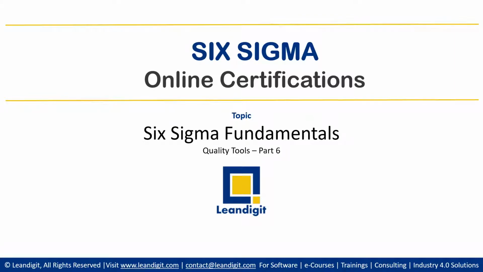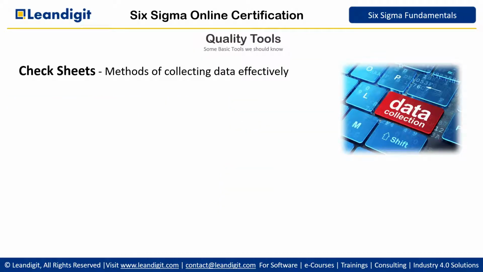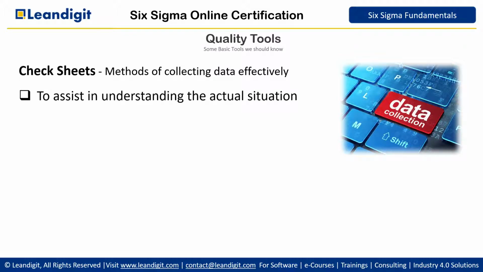We are on the topic Six Sigma Fundamentals Quality Tools Part 6. In this video, we are going to cover check sheets and methods of collecting data effectively. But why would someone like to collect data? The key purpose of collecting data is to understand what's going on, the present situation.